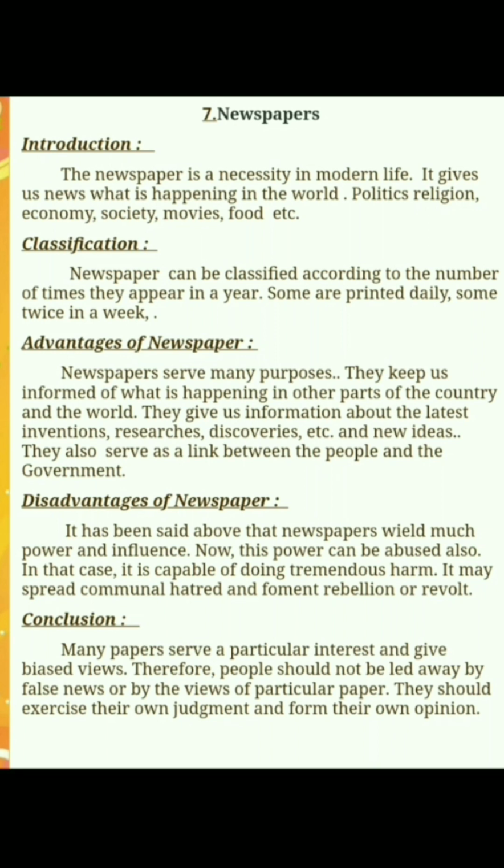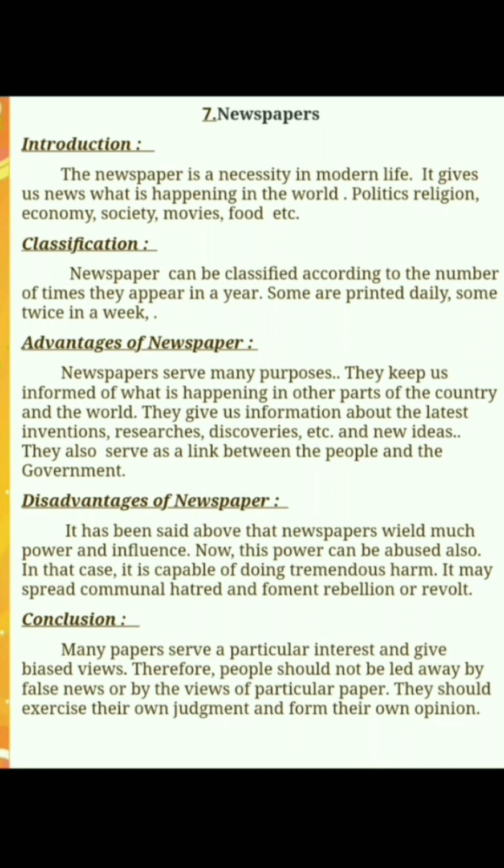Advantages of newspaper. Newspapers serve many purposes. They keep us informed of what is happening in other parts of the country and the world. They give us information about the latest inventions, researches and discoveries, etc. and new ideas. They also serve as a link between the people and the government.